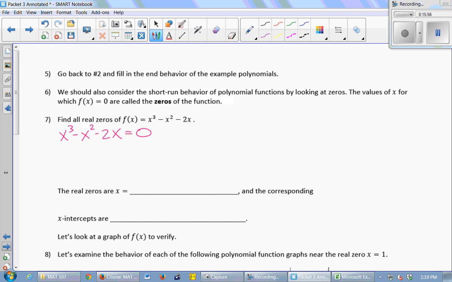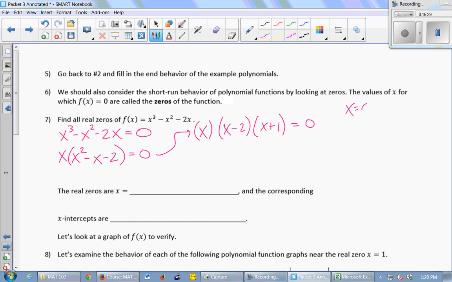A factor, yeah. Do these terms have a greatest common factor that I could factor out? X. And then I'd be left with x squared minus x minus 2. Does that factor? Yeah. So now I have x times x minus 2, x plus 1 equals 0. And then, because I'm multiplying three things together and I have an answer of 0, one of them has to be 0, right? Either x equals 0, or x minus 2 equals 0, or x plus 1 equals 0.